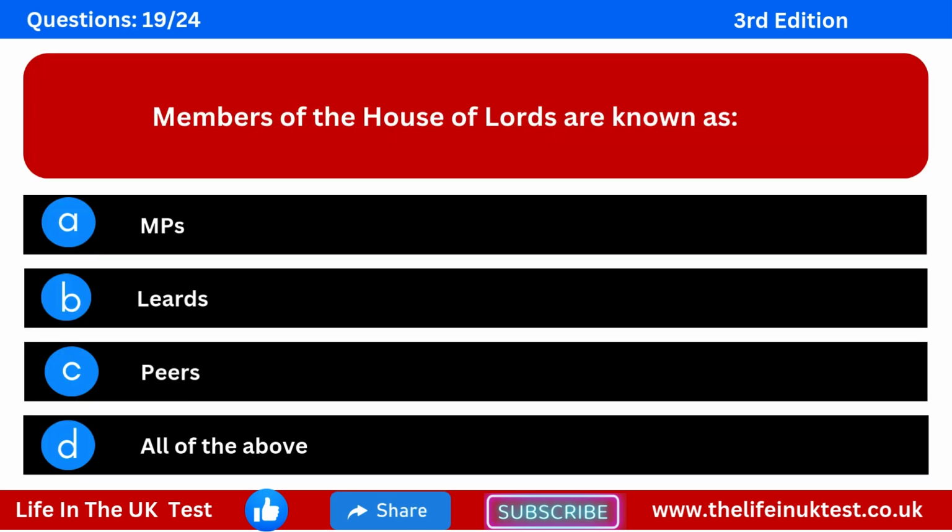Question 19. Members of the House of Lords are known as: Option A, MPs. Option B, Lords. Option C, Peers. Option D, all of the above.